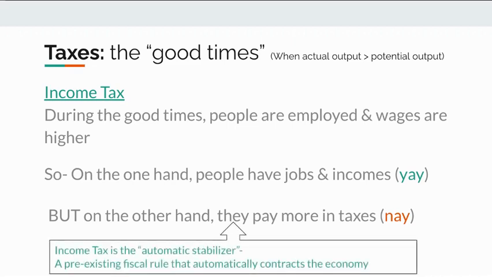So income tax is an automatic stabilizer. The government doesn't have to pass a new bill to have an income tax. Income tax just exists. It's automatically taken out of your paycheck. So it's a pre-existing fiscal rule that automatically contracts the economy. Again, this is the opposite of discretionary fiscal policy, where Congress has to get together and pass bills to make a law.